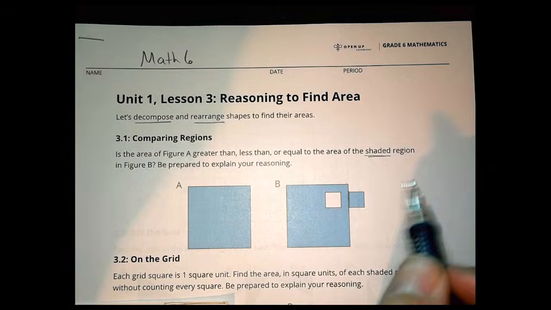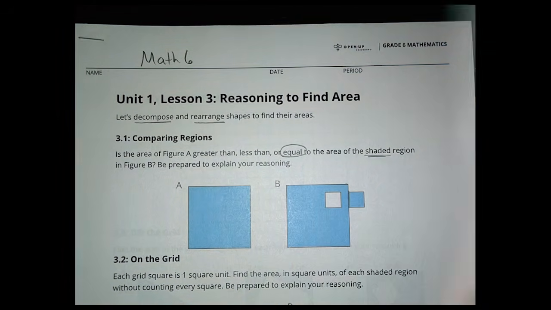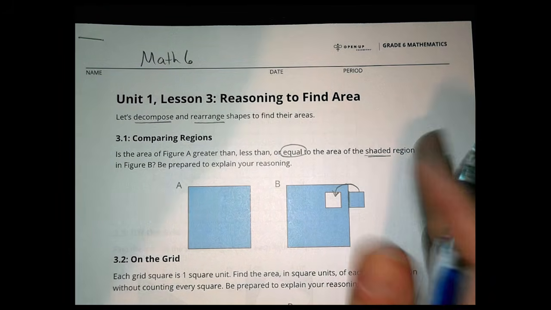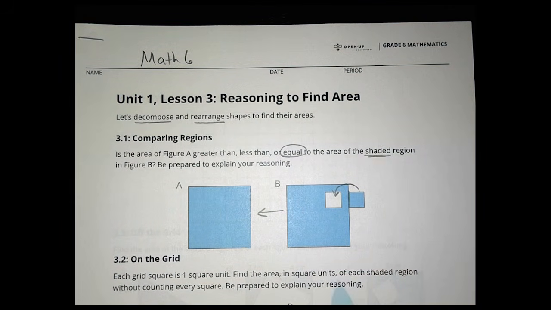So in this case here, we would say that figure A is equal to the area of the shaded region of figure B. This little piece fits right inside of there, and so when you put them together and make them overlap, we end up with the same exact area.